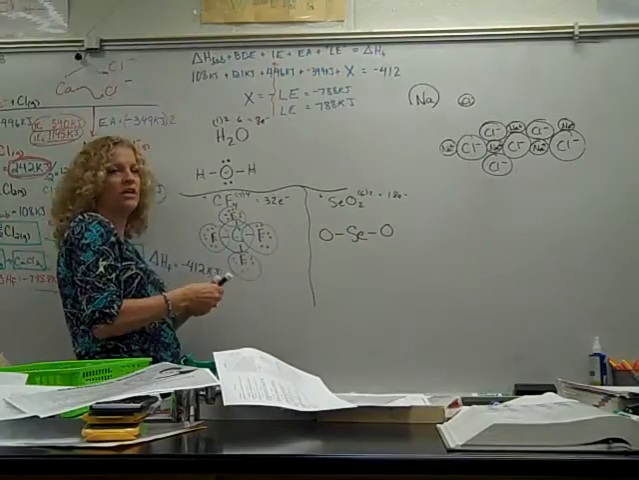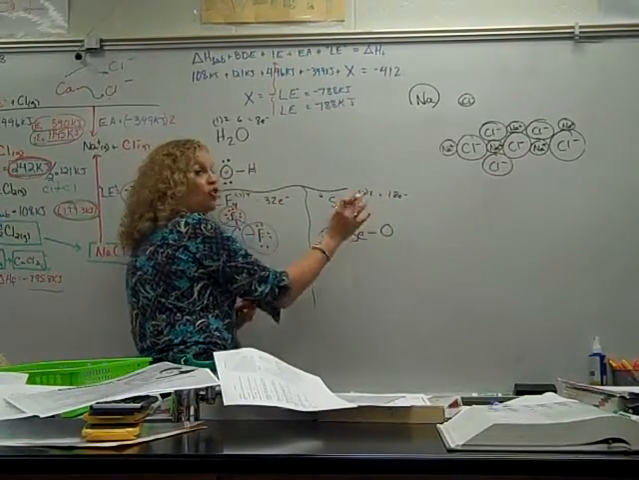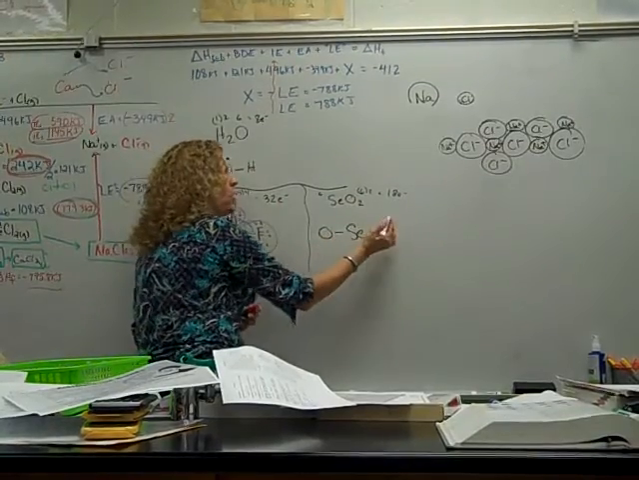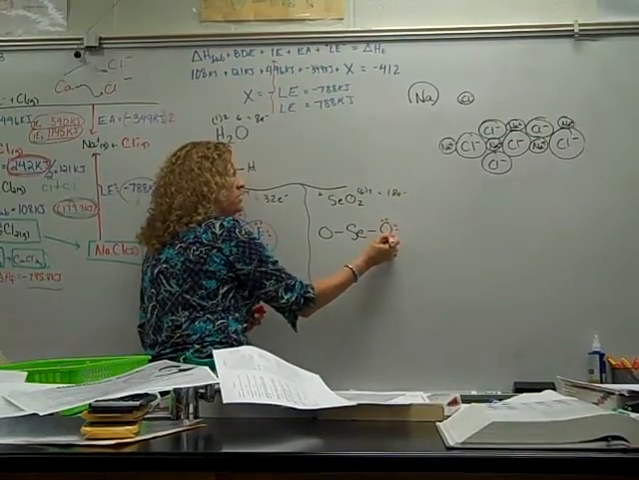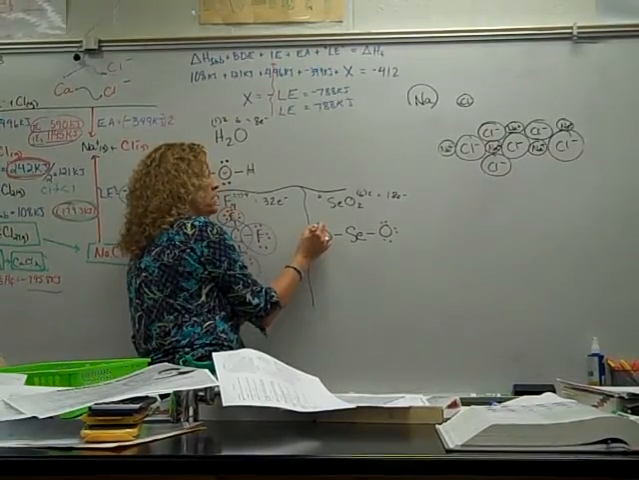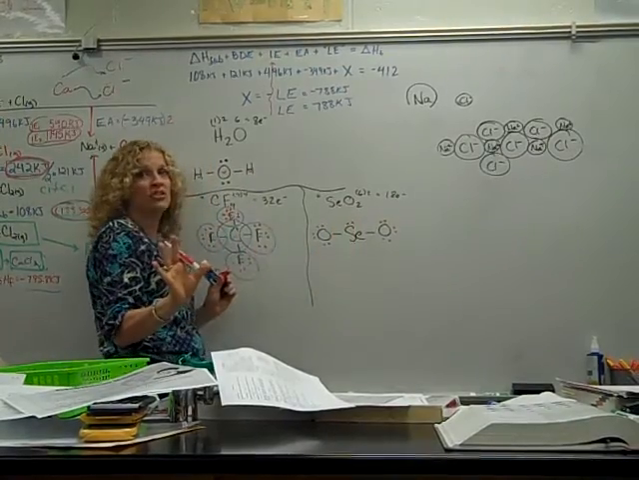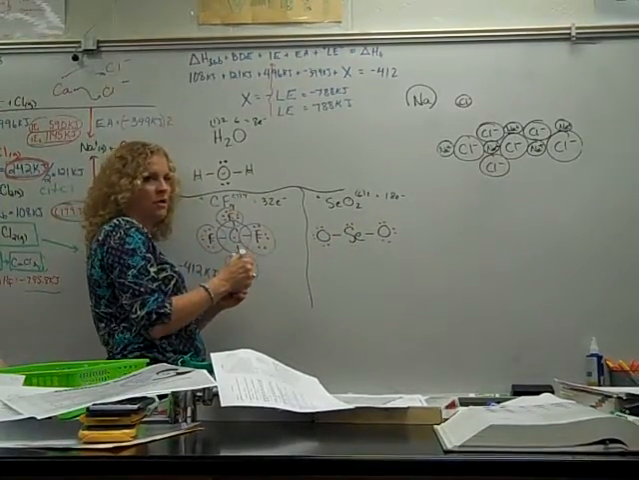Let's connect an oxygen here, connect an oxygen here. How many electrons have I used? 2, 4. I'm going to keep counting. Start with the outside in. 2, 4, 6, 8, 10. That's happy. 12, 14, 16. That's happy. 18, but I have to stop. I don't have any more electrons.